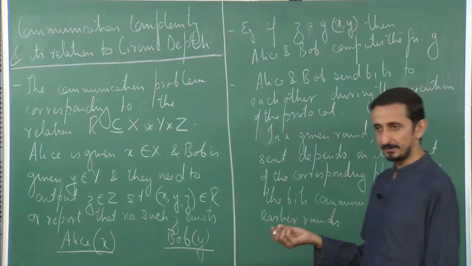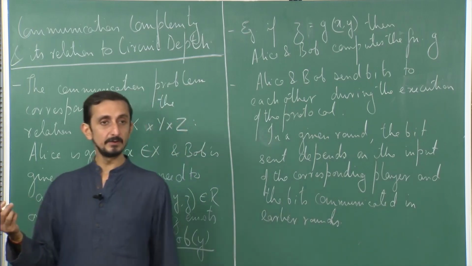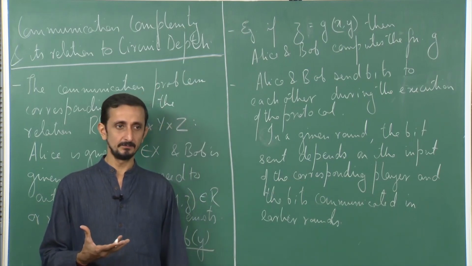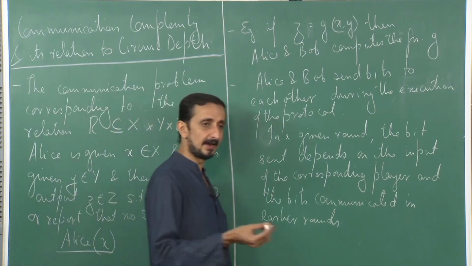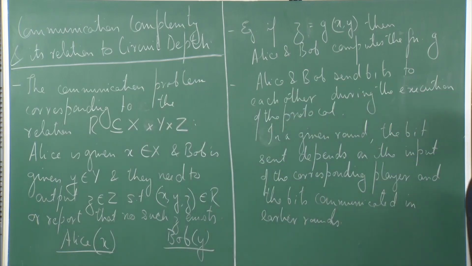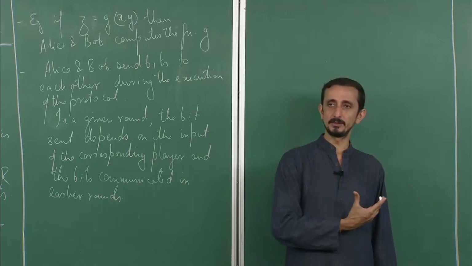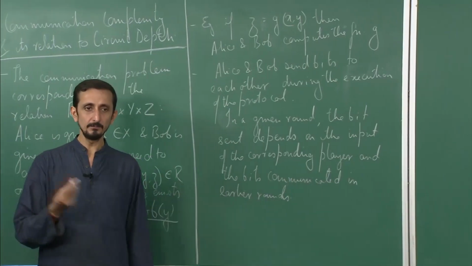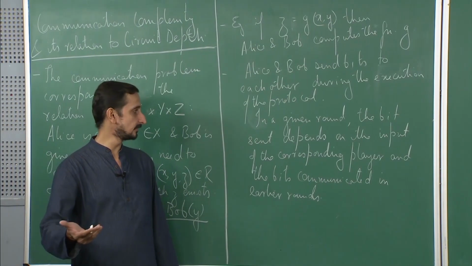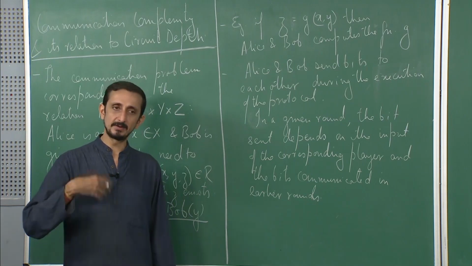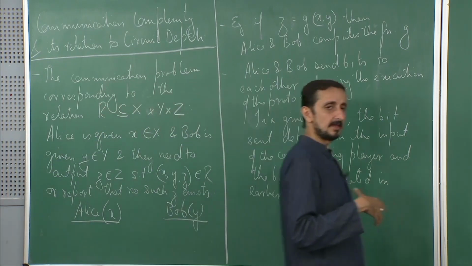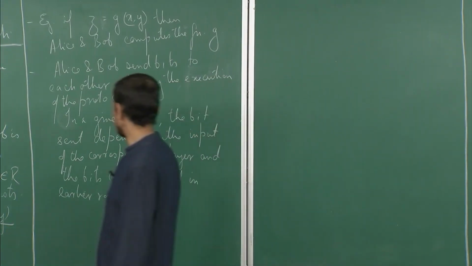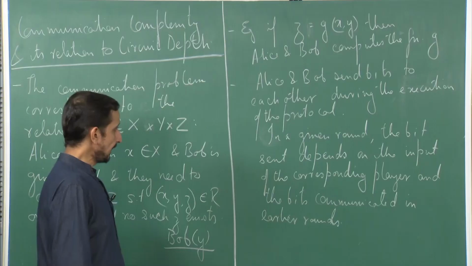So Alice sends a bit. Because it's the first round, Alice's bit would only depend on the input of the corresponding player, that is Alice's input x. Now Bob will have his own input, that is y, along with the bit that he receives from Alice. So the bit that Bob sends would depend on both of these. And then in the second round, the bit that is sent by Alice would depend on her input x and the bits that were transmitted in the earlier rounds. So this is how the communication proceeds. Okay.